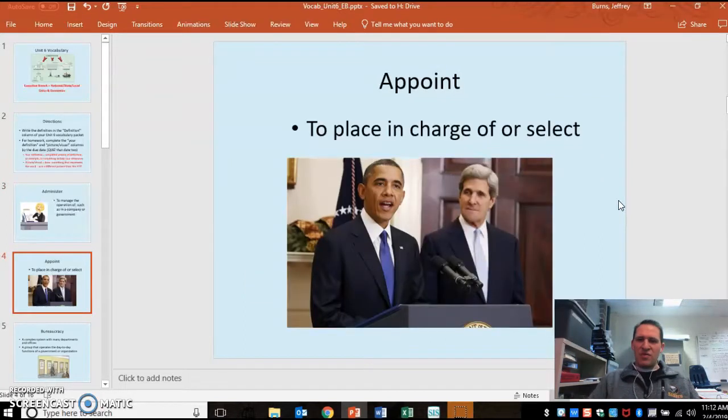All right, second word is to appoint. One of the powers of the president and of the governor, and even our local government officials, is to place someone in charge of a certain cabinet department or a leader of an agency. So to appoint is to select, choose, to pick.